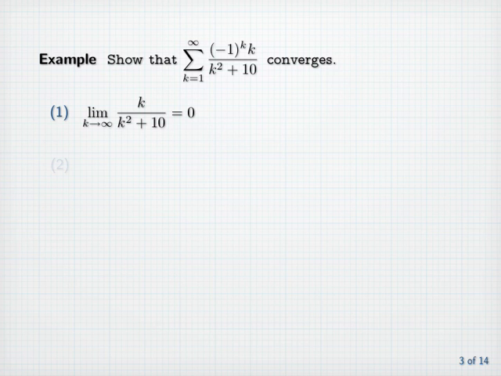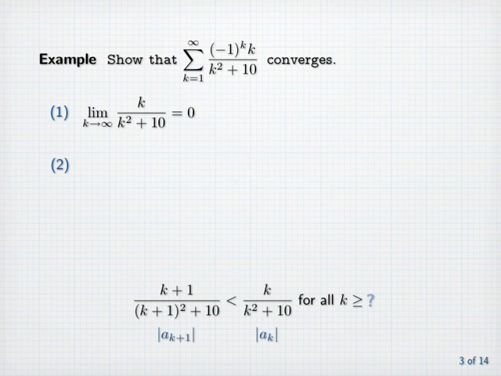Next, we need to show that the absolute values of the terms are an eventually decreasing sequence. In other words, we want to show that the absolute value of a sub k+1, which is (k+1) divided by ((k+1)^2+10), is less than the absolute value of the kth term, which is k over k^2+10, for all k greater than or equal to some number. To do this, we can use a little bit of calculus.